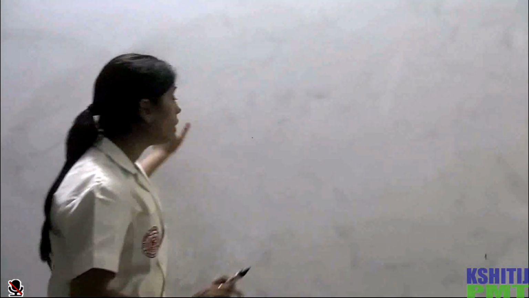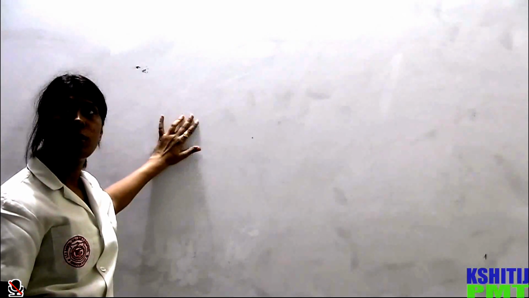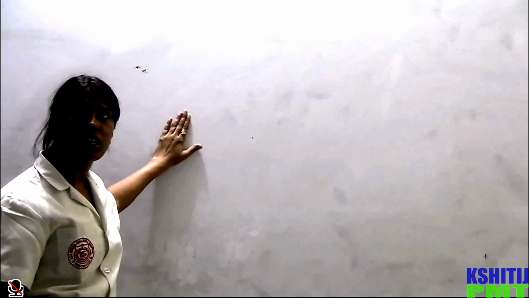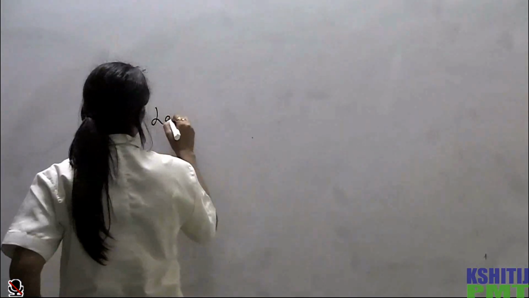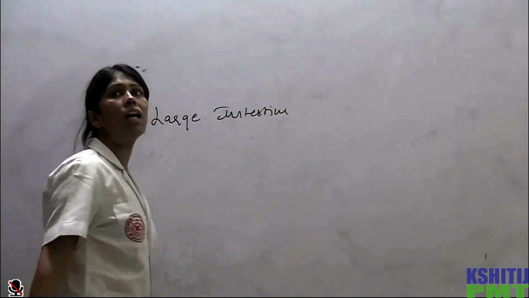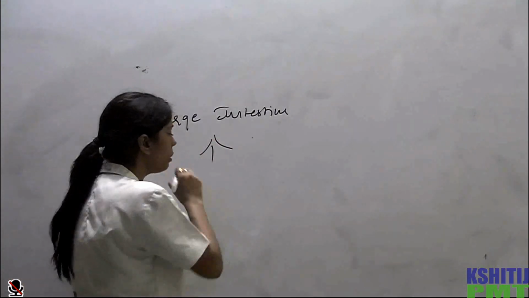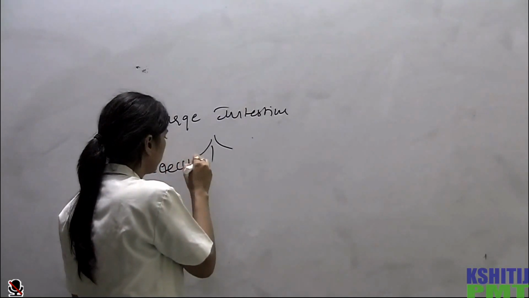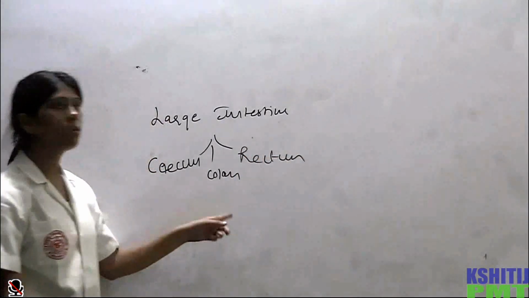Now after this, we have three fluids in our small intestine: bile juice, pancreatic juice, and this succus entericus. And the last part which we have is the large intestine. As I told you, in the large intestine we have three parts: cecum, colon, and rectum.